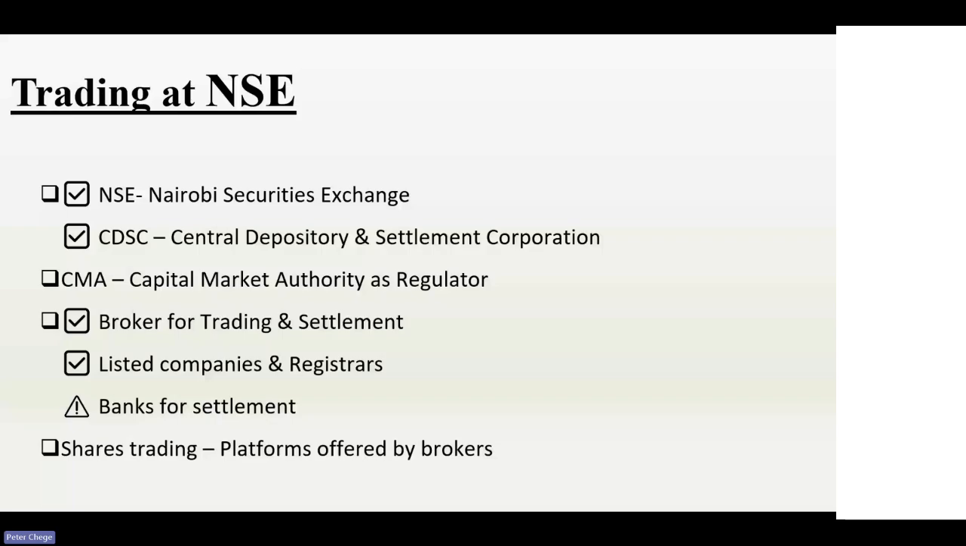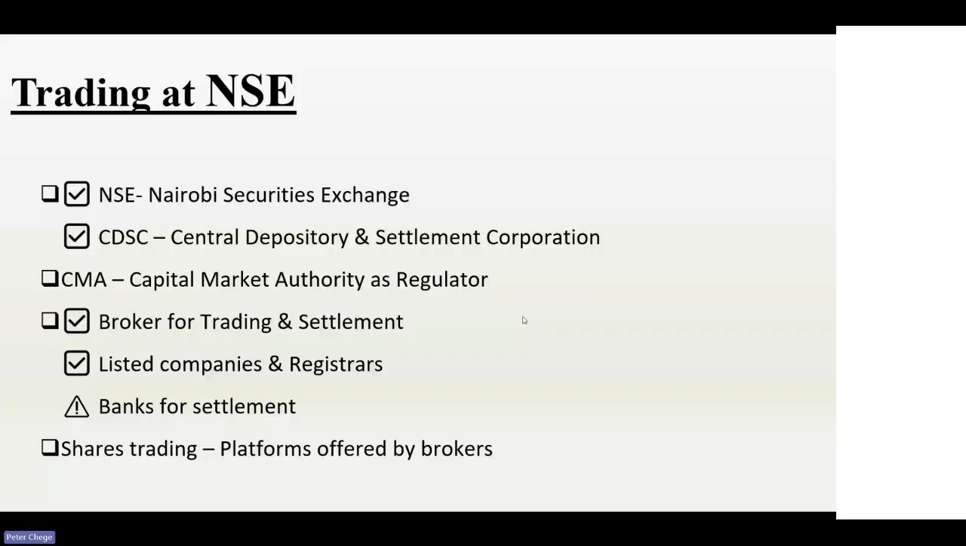Then, behind the scenes, you have the banks that do settlement on behalf of the client. So there are various banks which are connected to the broker, and they are the ones who send your cash to CDSC for settlement. I hope that is clear.